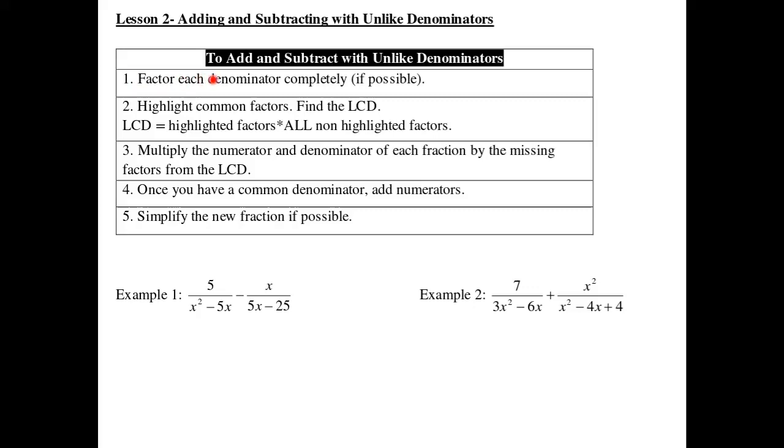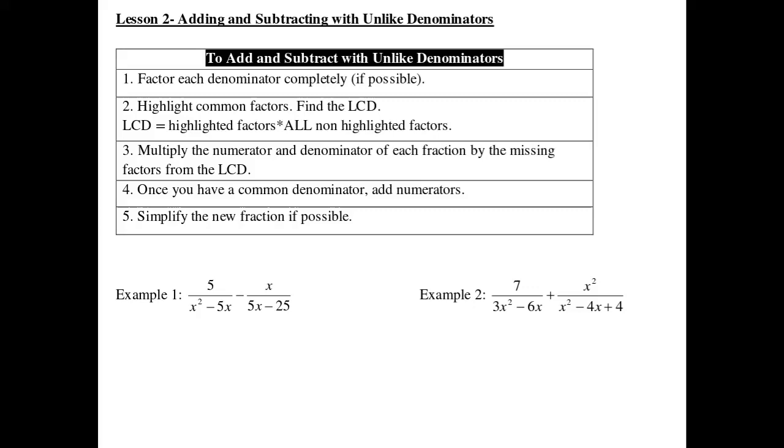First and foremost, step 1, we're going to factor each denominator completely, if possible. Sometimes that'll already be done for us, or it's something that can't be factored. The reason for that is step 2, our goal is to find the LCD here. In order to do that, we're going to start by highlighting any common factors between all of the denominators. And then to find the LCD, we're going to take the highlighted factors times anything in addition that is not highlighted. So we'll put all of those together. And this will go back to something that we did way back at the beginning of the course when we were solving equations with fractions.